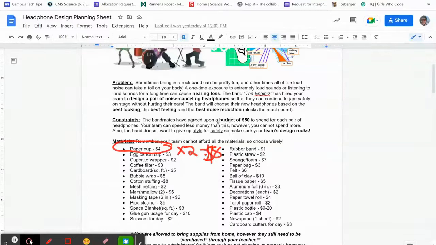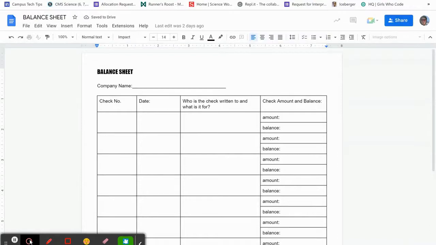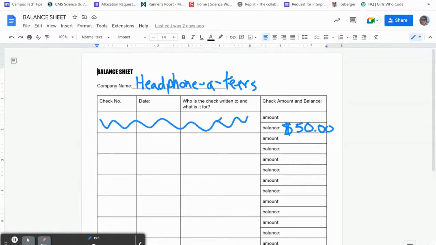So first thing, if I go to my balance sheet, you need to make sure that you have the name of your company on your balance sheet. Let's say that the name of our company is called Headphone Tears, like the Musketeers. And you're starting off with an initial balance of $50. I usually scribble out this first row.